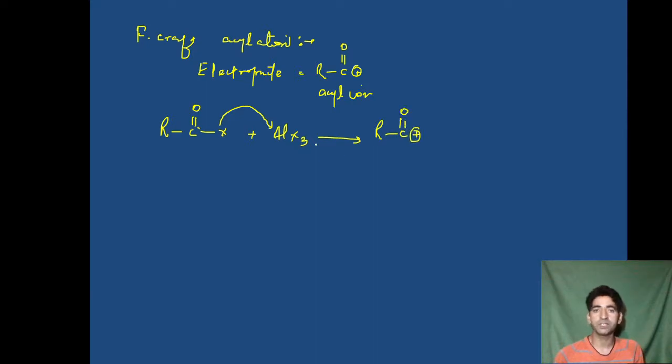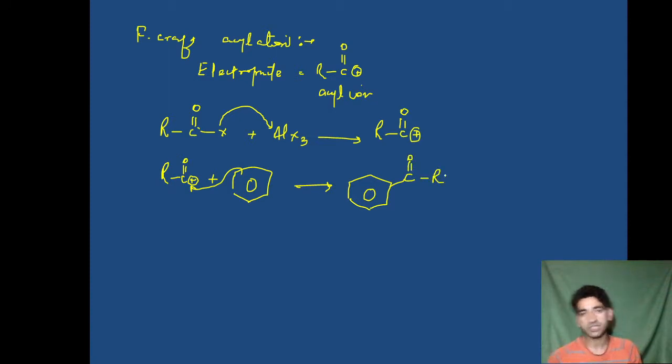So this is the first step. In the next step, this RC double bond O plus electrophile reacts with our substrate, the benzene ring. So this benzene ring will get acylated. That's why it's called an acylation reaction. The attack takes place on this carbon, therefore this will be the product. So this is the acylation product.